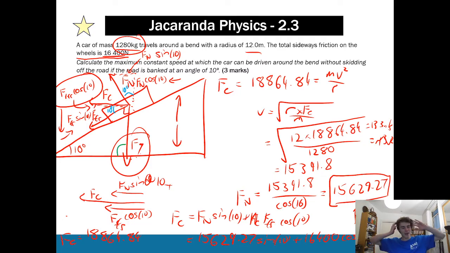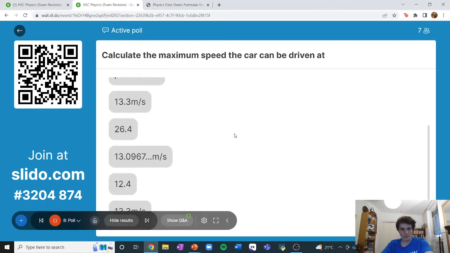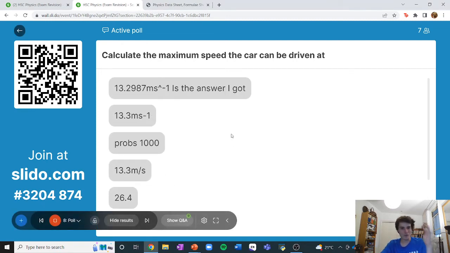Okay, let's quickly recap what we did here. First of all, we drew a diagram. We resolved all of our forces to get them in the same plane. We then constructed our equations, and once we had constructed our equations, we solved for the centripetal force, and once we had solved for the centripetal force, we were able to solve for v specifically. Lovely. Okay, that is really great to see.